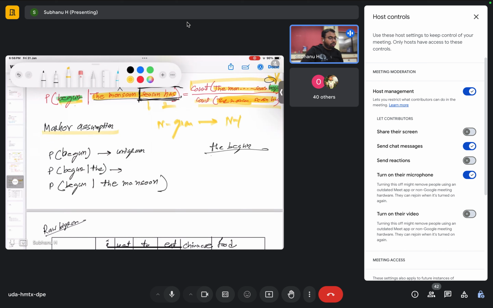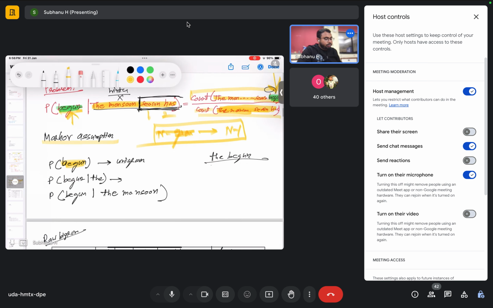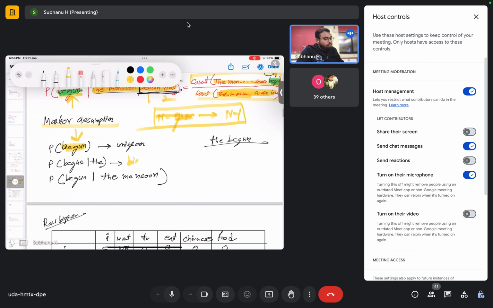An n-gram means each step depends on n minus 1 previous words. Unigram means zero previous steps, so to find the probability of begun, you find the probability of begun only. If it is a bigram, that means the probability of begun given the. If it is a trigram, that means the probability of begun given the monsoon, so one word and a second word.